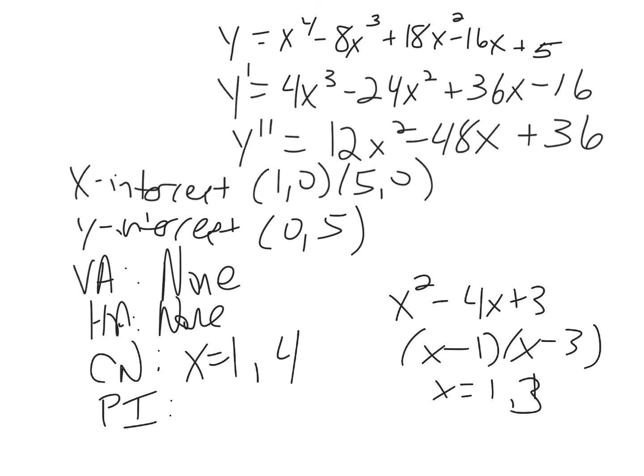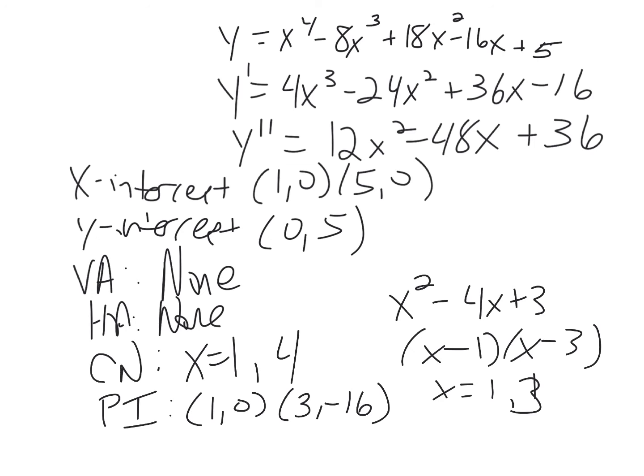So your points of inflection are, as an ordered pair, we know when x is equal to 1, the output's 0. And then when we put 3 into the original, we get negative 16. So 3, negative 16. Here we go. There's your points of inflection.